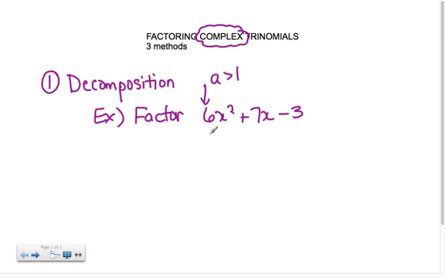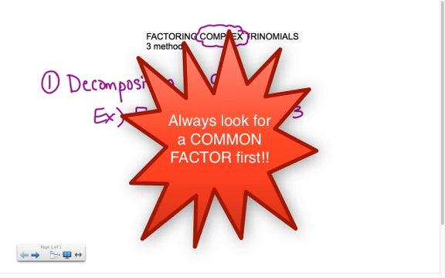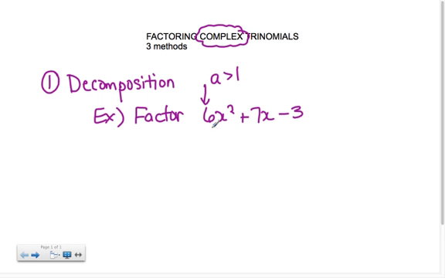So in order to factor a complex trinomial, the first thing that we do before we do anything else is we look for a common factor first. And often you won't find one, but if you do find one, it's going to make your life so much easier. So I take a look at all of my coefficients. I've got no common factor. So now I can go right into decomposition.